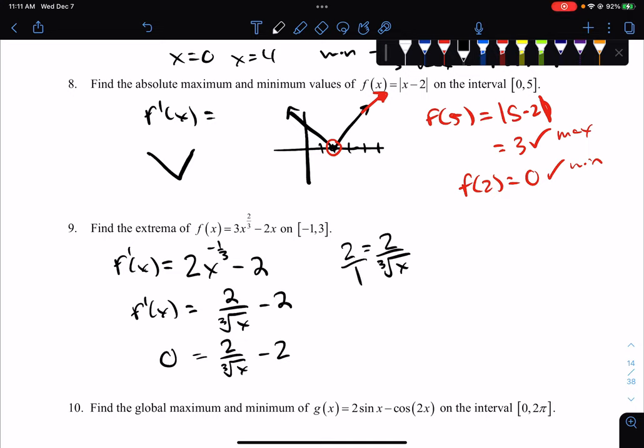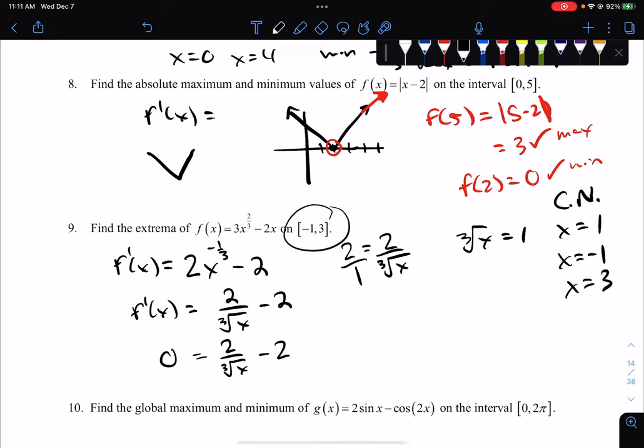So that means that cube root of x has to equal 1. So that means x has to equal 1. That is my only critical number. But I can't just check my critical numbers. I also have to check my endpoints. So I'm also going to check negative 1, and I'm also going to check 3.